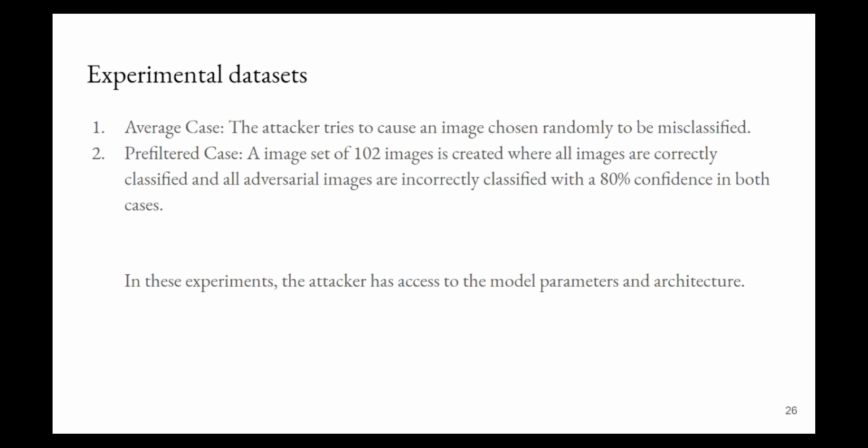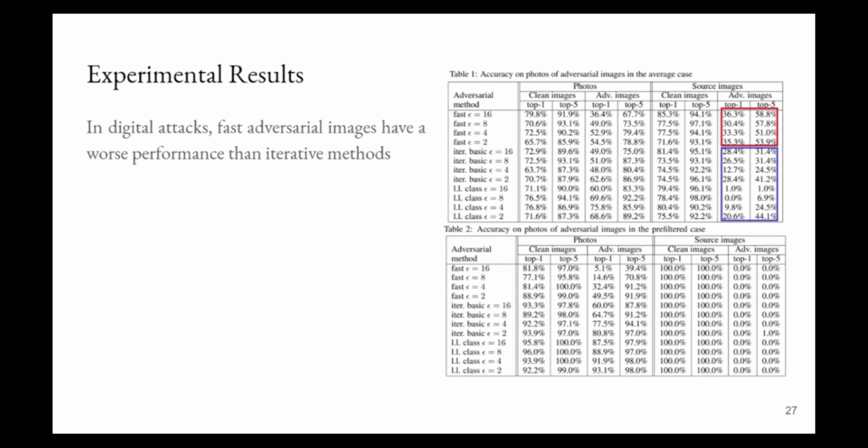Using these images, we can create 2 datasets. The average case, where the attacker tries to cause an image chosen randomly to be misclassified, and the pre-filtered case, where an image set is created where all images are correctly classified with an 80% confidence, and all adversarial images are incorrectly classified also with an 80% confidence. The pre-filtered case simulates a situation in which the attacker can select which image to attack, and only attack an image where he knows the adversarial modification already worked well. It's also important to note that in these experiments, the attacker has access to the model parameters and architecture of the neural network. Let's look at the results.